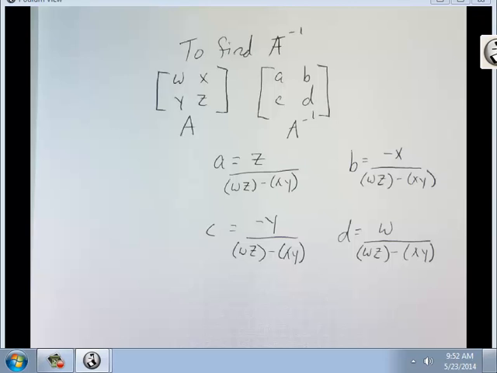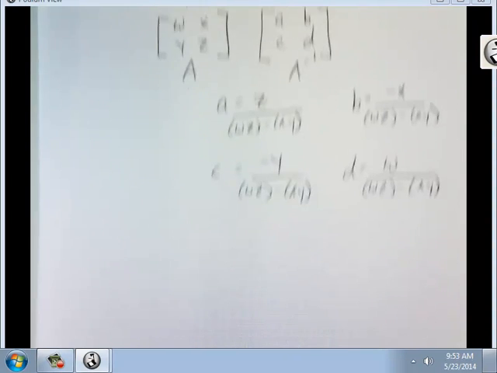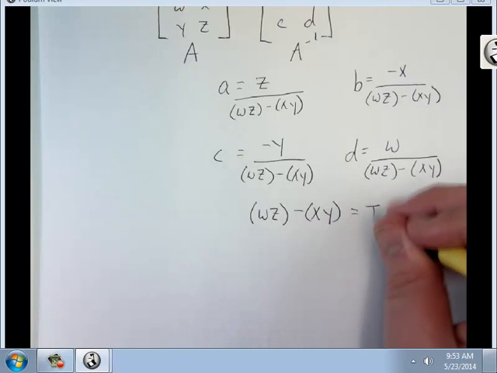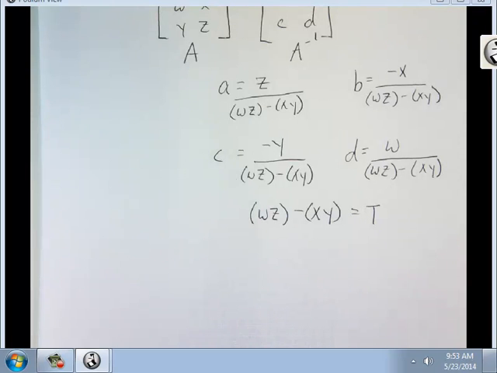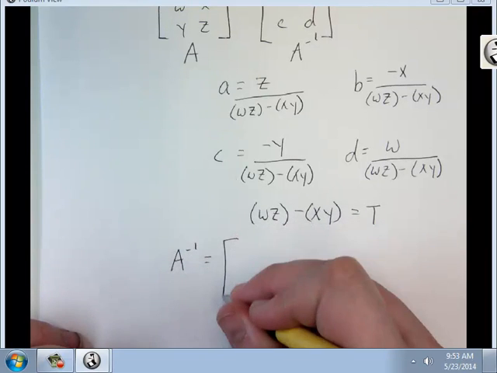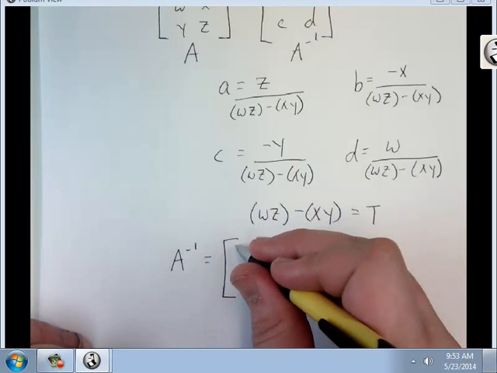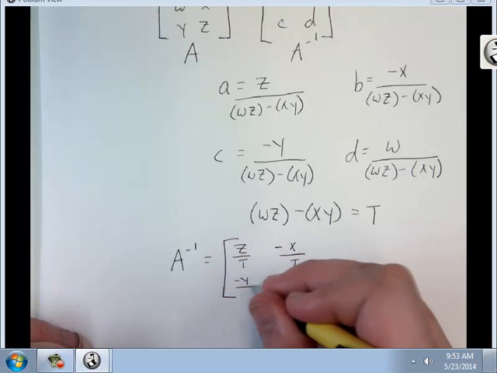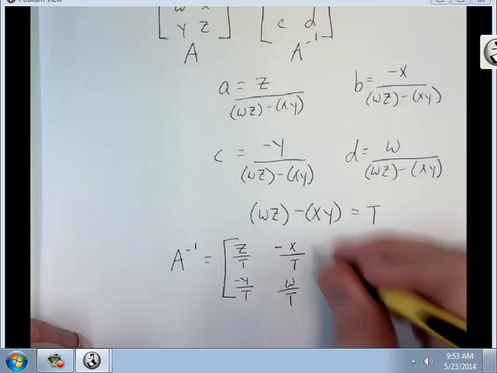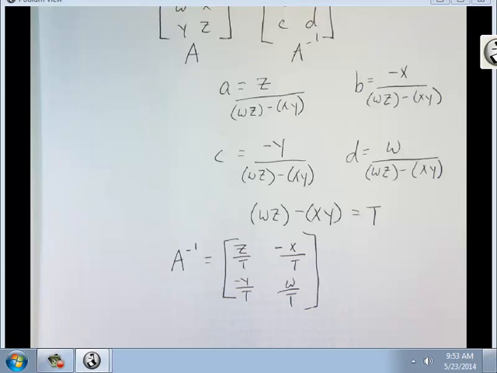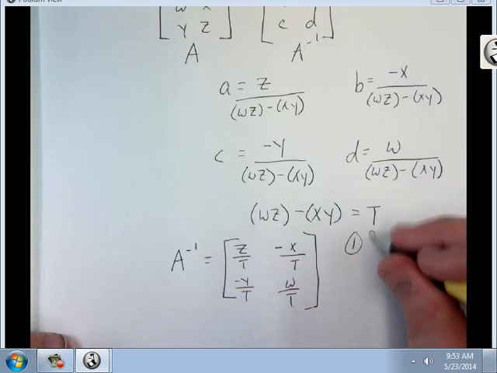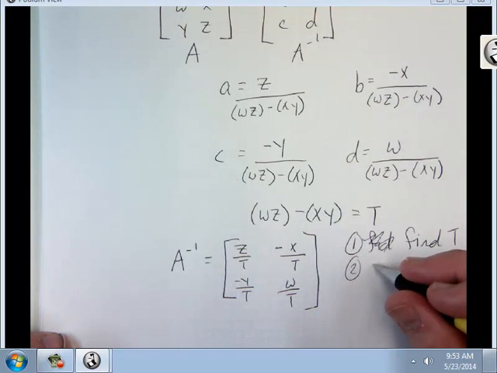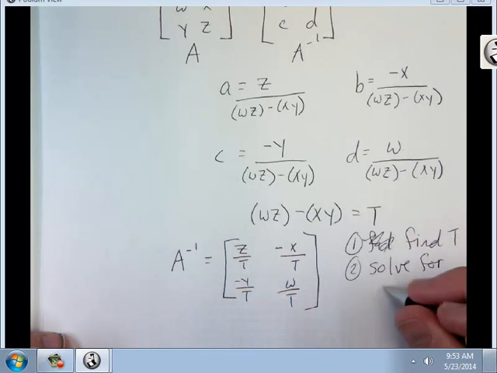Notice how the denominator is the same for everything? We're going to just give it its own name. We're going to just call it T. So A to the minus 1 is Z over T, negative X over T, negative Y over T, and W over T. Alright, so that's how you find the inverse matrix. So first find T, then solve for a, b, c, d.